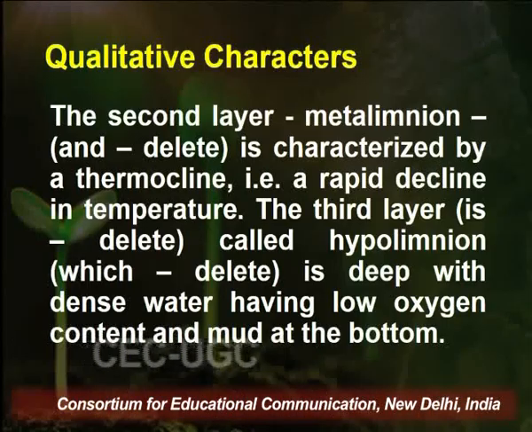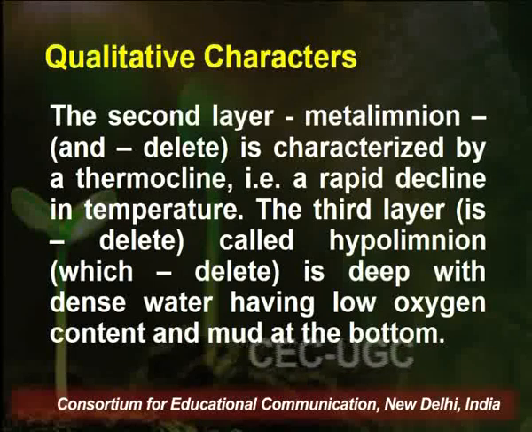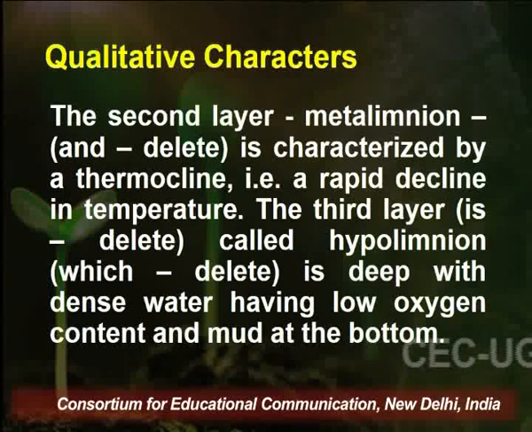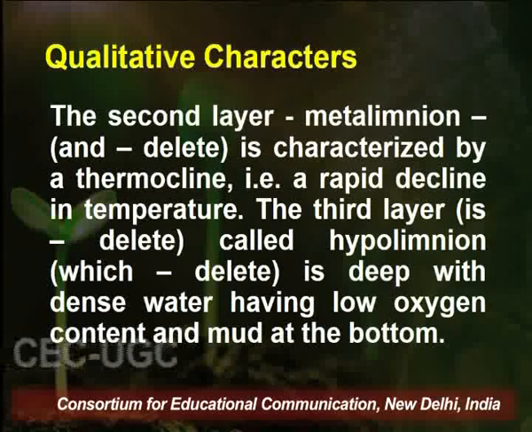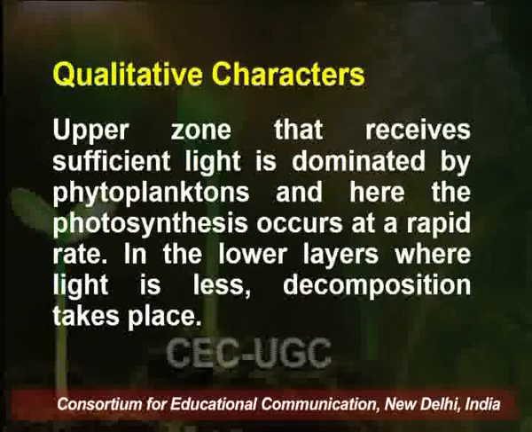In summer, a lake has various stratifications. The upper layer present on the surface is called the epilimnion. It possesses a layer of freely circulating water with uniform temperature. The second layer is known as the metalimnion, which is characterized by a thermocline, that is a rapid decline in temperature. And the third is called the hypolimnion, which is deep, dense water having low oxygen content and mud at the bottom.